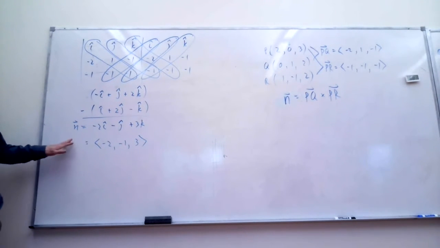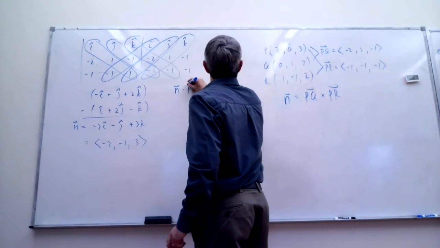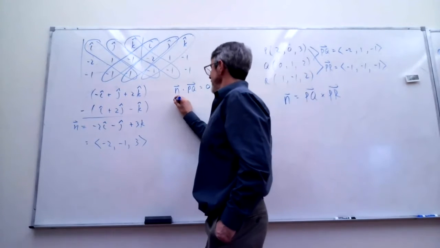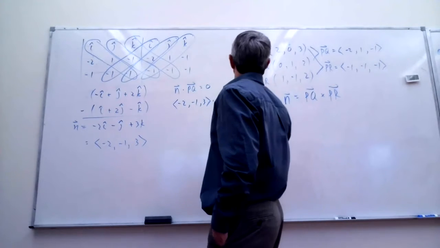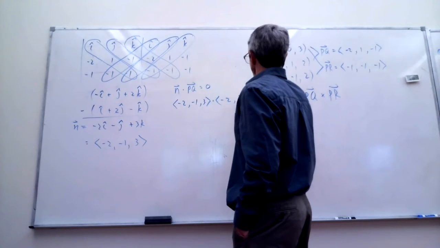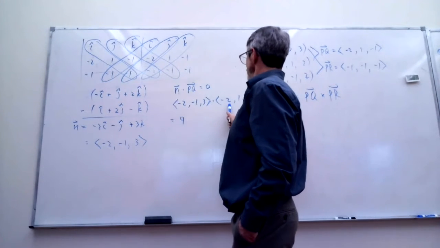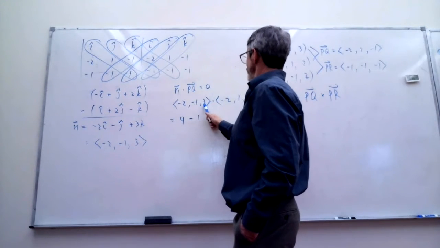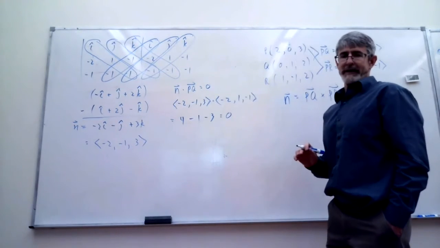Now, it's pretty easy to show that n is perpendicular to PQ and PR. Let me just show that n dot PQ is 0. This is a good way to check that I did the work correctly. So let's do -2, -1, 3, dotted into -2, 1, -1. The first term of the dot product is 4, -2 times -2. Then I get -1 times 1, so that's -1. And then 3 times -1 is -3. And I can see that does give me 0. So it's a good way to check that I did the work correctly.